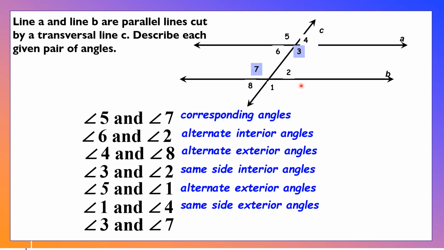Then we have angle 3 and angle 7. So, this is angle 3, then we have the angle 7. These are alternate interior angles. So, two non-adjacent interior angles on opposite sides of the transversal.